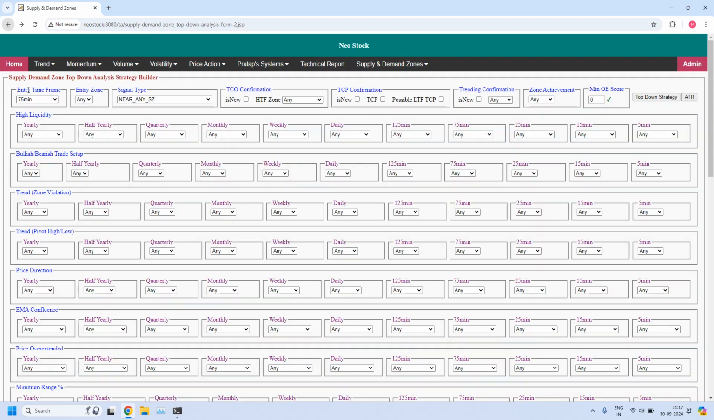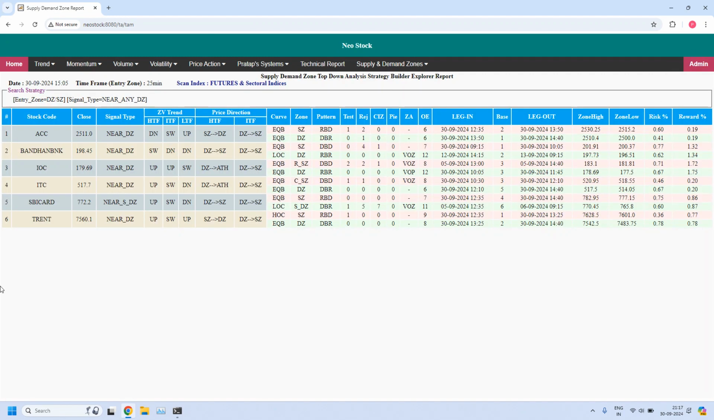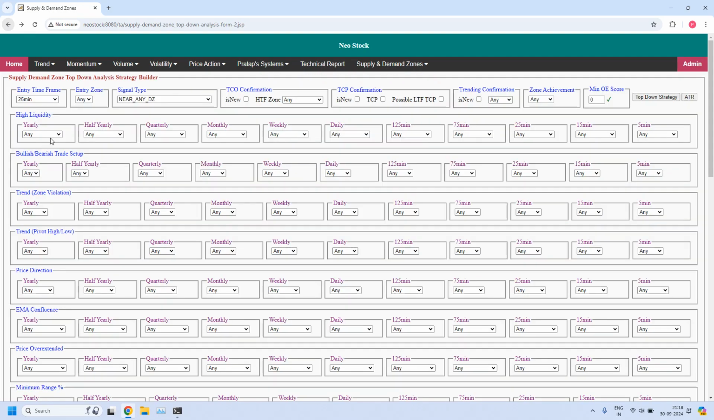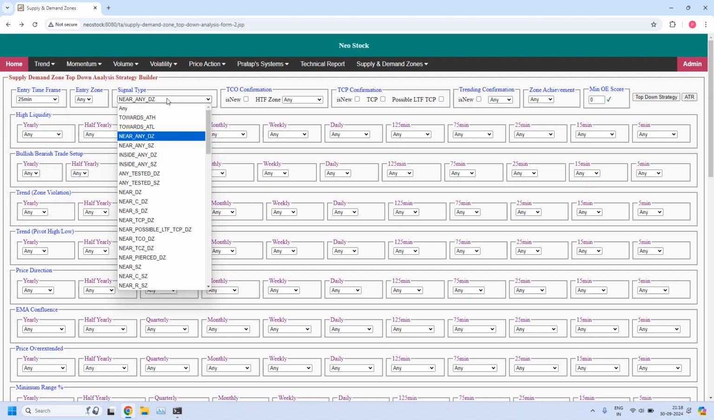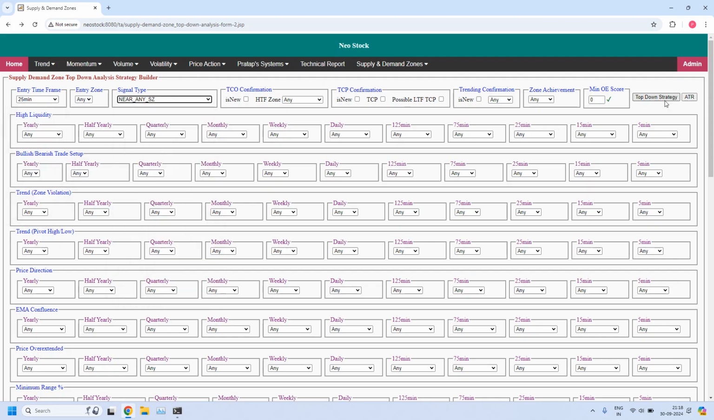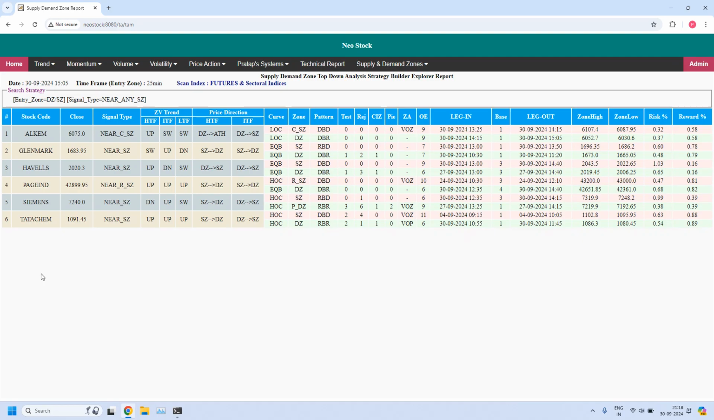So the next time frame is 25 minutes. Let us find the stocks near 25 minutes demand zone. 6 stocks are filtered. Next for 25 minutes time frame, let us find the stocks near 25 minute supply zone. 6 stocks are filtered.